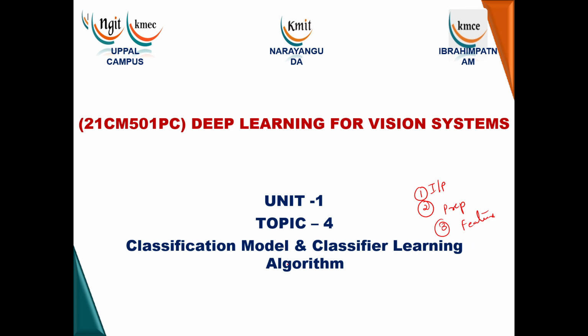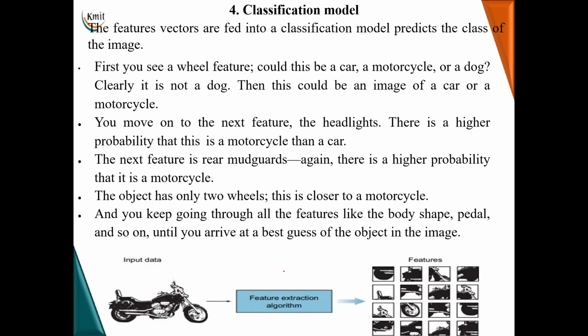So in today's session, we'll talk about the fourth step involved in the computer vision pipeline, which is called the classification model, and then we'll move on to the last topic, classifier learning algorithm. We'll consider the same image we used in the previous session, an image of a motorcycle. Feature extraction algorithm is applied, and these are the features extracted in a vector form, hence you call it feature vectors. Each feature will be considered by the machine. Based on that feature, the machine will try to find the probability that the given image belongs to any of the 3 labels. In this example, the labels we are considering are car, motorcycle or dog.